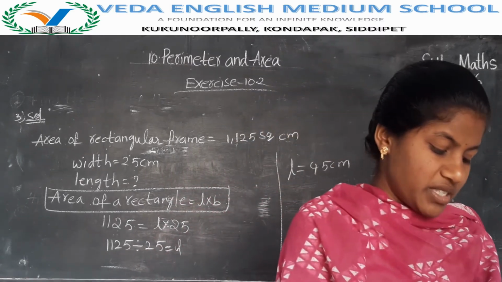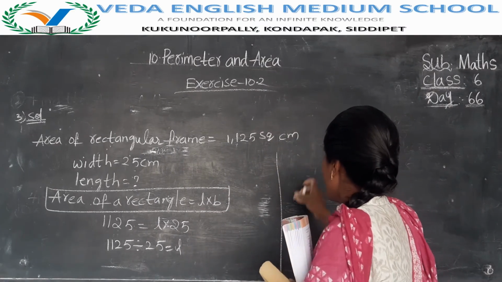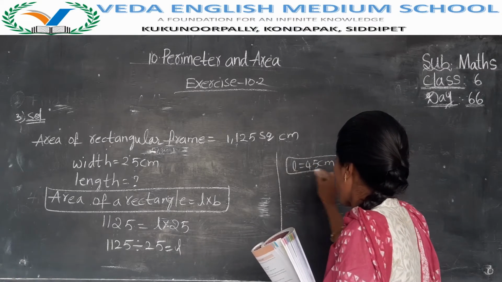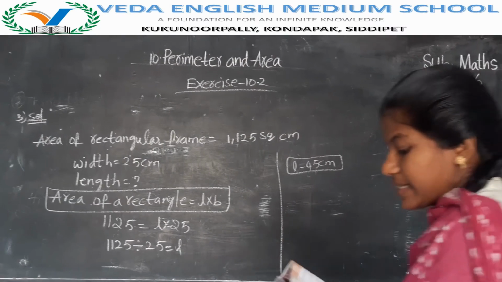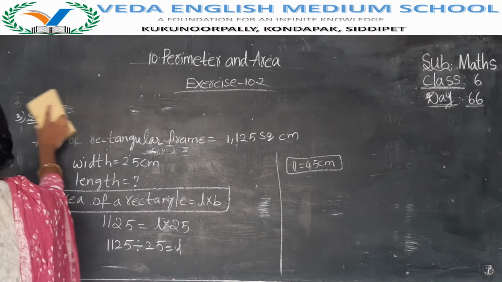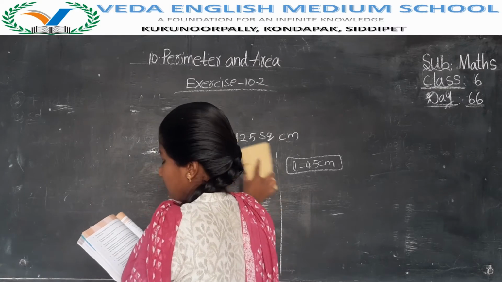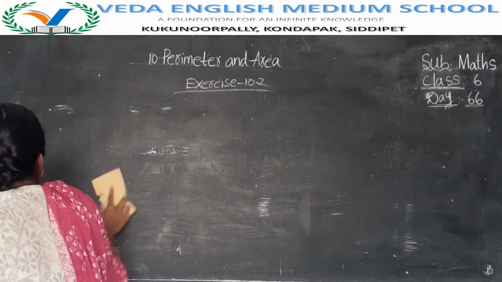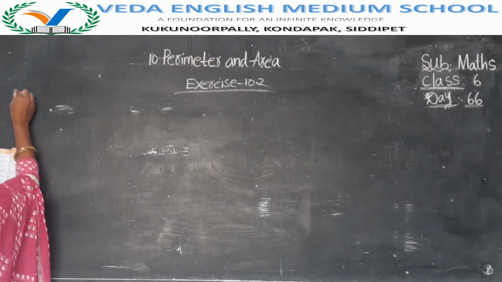Next, the fourth problem is there. So you have to write length is equal to 45 centimeters. Then fourth solution: the length of a rectangular field is 60 meters and the breadth is half of its length. Then find the area of the field.